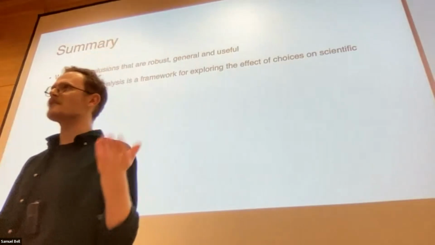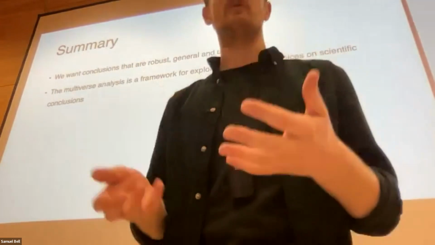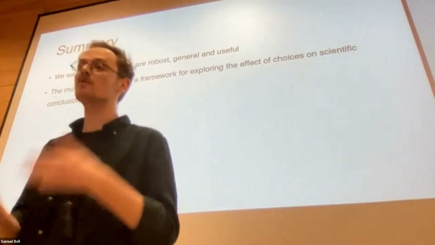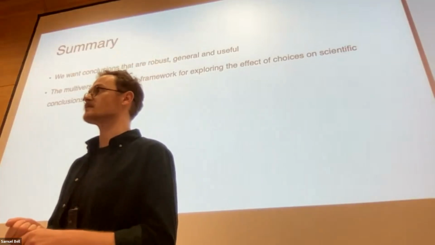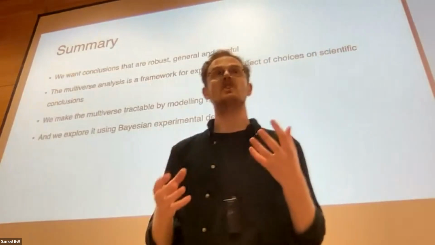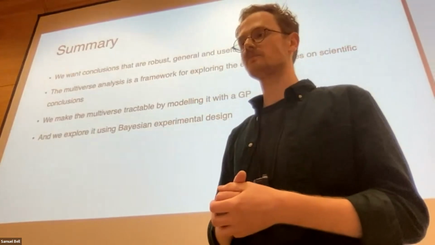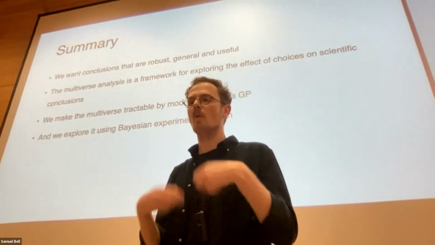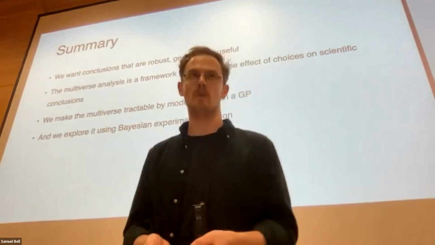For like the 10th time, I'll say that I think we want conclusions that are robust and general and useful. And I hope you agree with me. The multiverse analysis that we've introduced today, first introduced in psychology by Cyrus Deegan and co-authors, is a framework for exploring the effect of choices on scientific conclusions. In the machine learning setting, there are some really specific challenges about the scale of the search space. So we tried to make that tractable using a GP surrogate. And to spend our budget most efficiently, we figured out that we want to use Bayesian experimental design to explore the space as efficiently as possible.